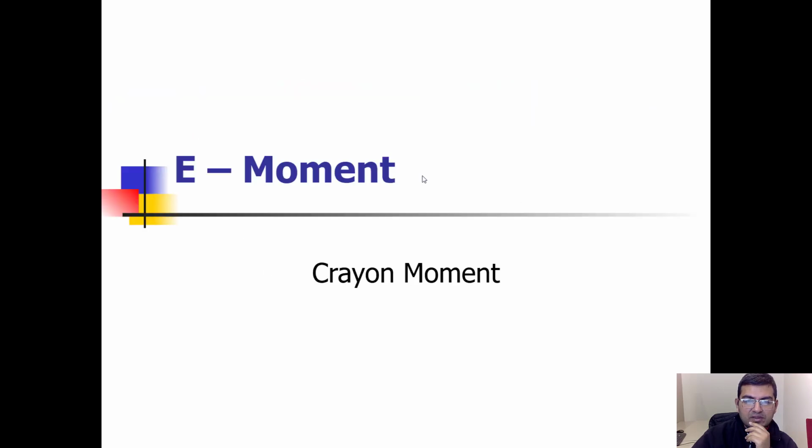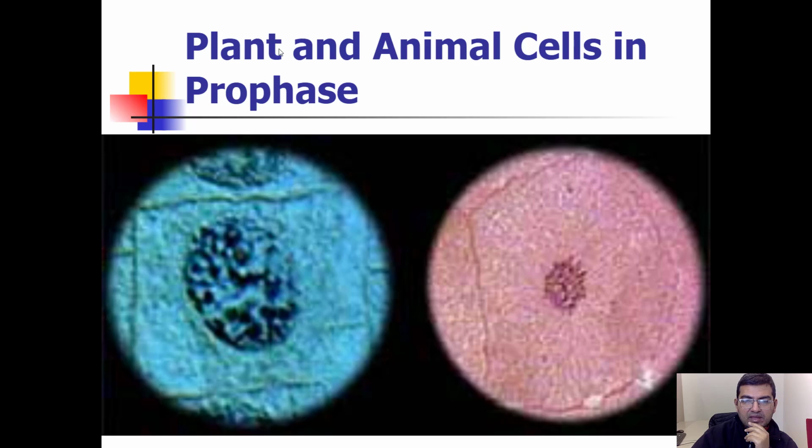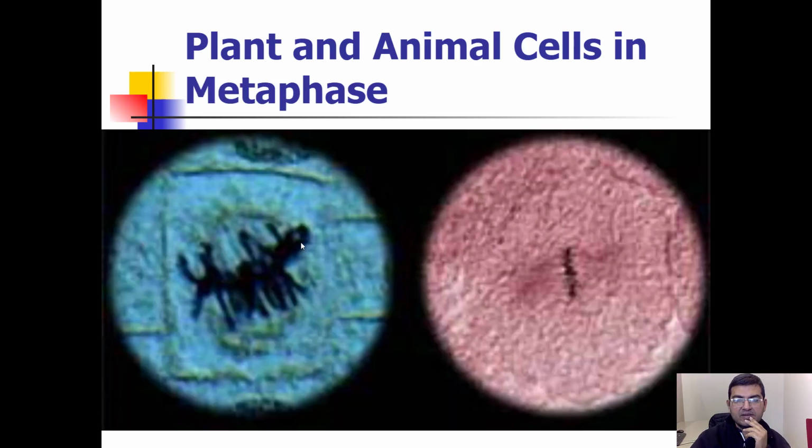And how plant and animal cells move in prophase, you can see this in plants. What is the difference between plant cell and animal cell? How can you differentiate? Please tell me in the comments. A large vacuole is present inside the plant cell. So prophase, plant and animal.